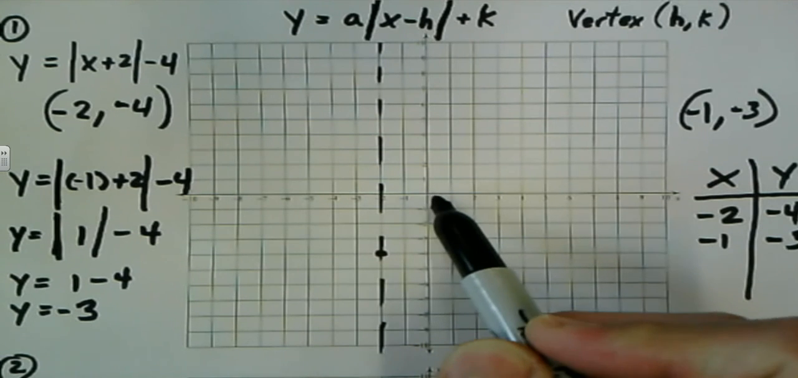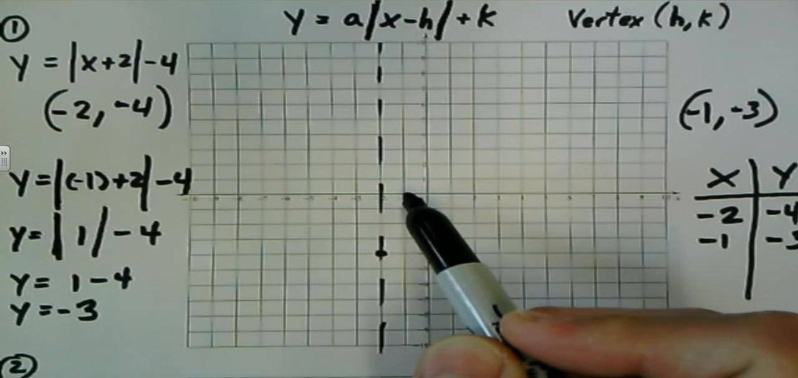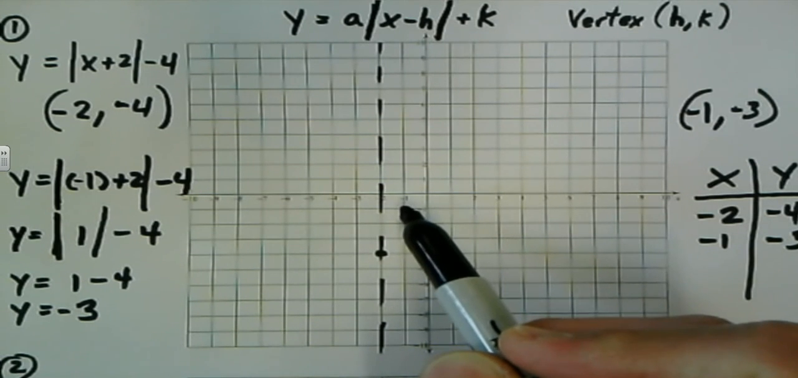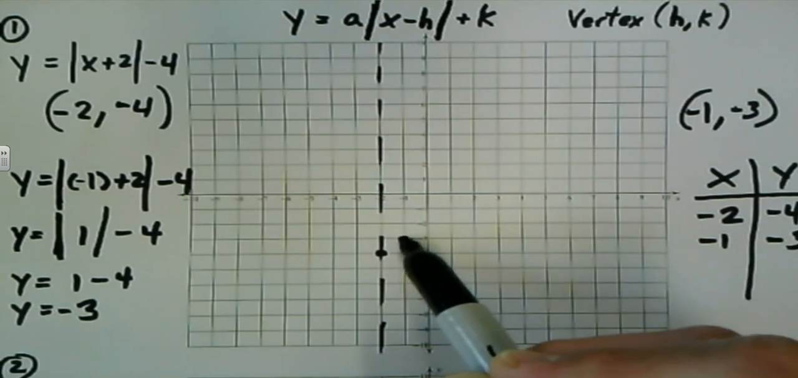We start here at the origin, at the 0. We go to negative 1. And then we go down to negative 3. 1, 2, 3. And it's right there.